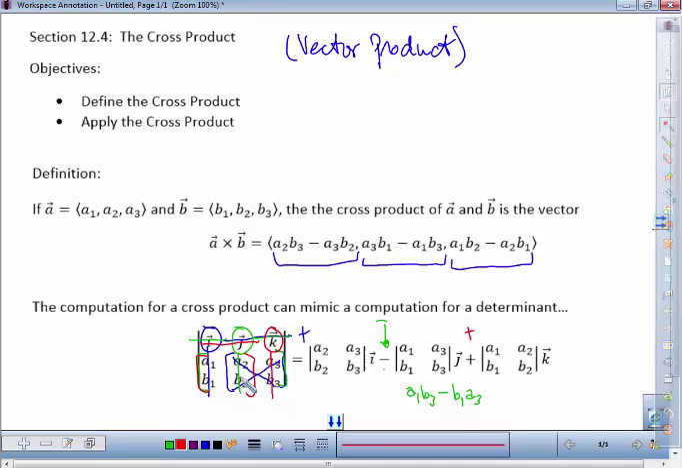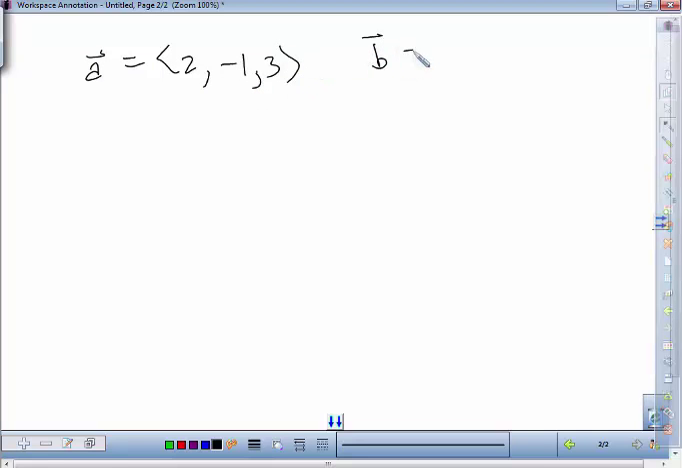So let's do a quick computation problem where we're just looking for the cross product of a couple of vectors. Let's say your vector A is equal to 2, minus 1, 3. Your vector B is equal to 2, 2, 1. And then let's find A cross B.